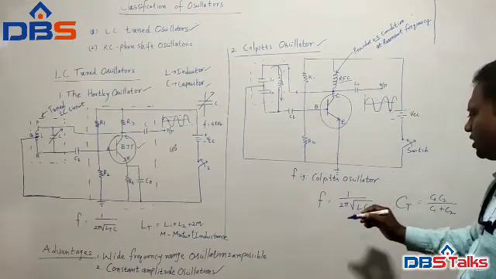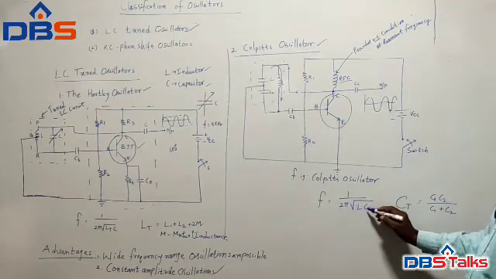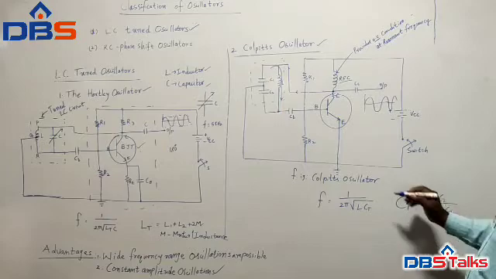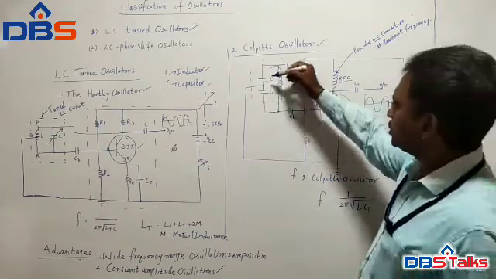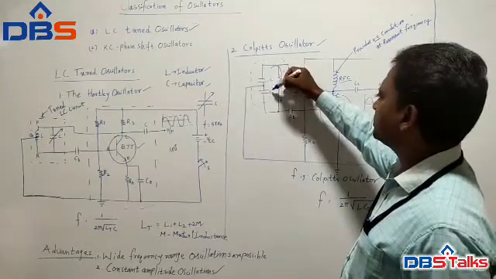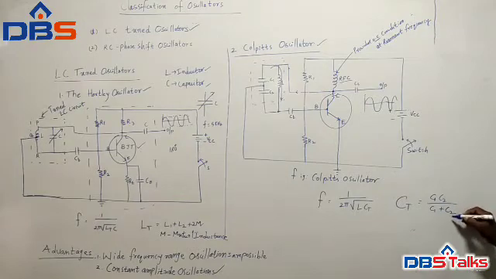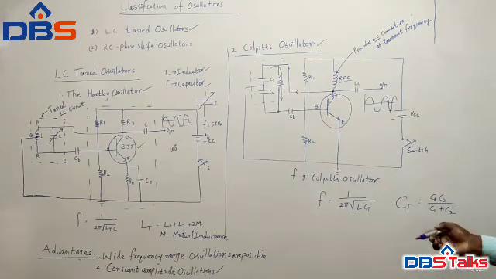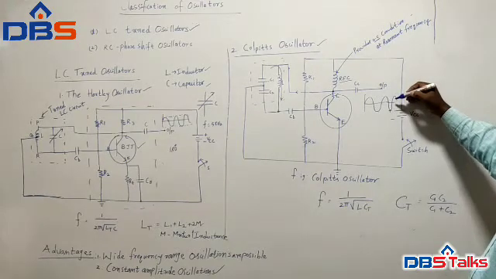Now here we can calculate the frequency of oscillations, that is f is equal to 1 by 2π under root L CT, where CT is the equivalent or total capacitance. Actually these two capacitors are in series, and when capacitors are connected in series, C1 C2 by C1 plus C2 is the equivalent capacitance. So here that CT comes. Okay, like that we can generate sustained oscillations in the Colpitts oscillator.